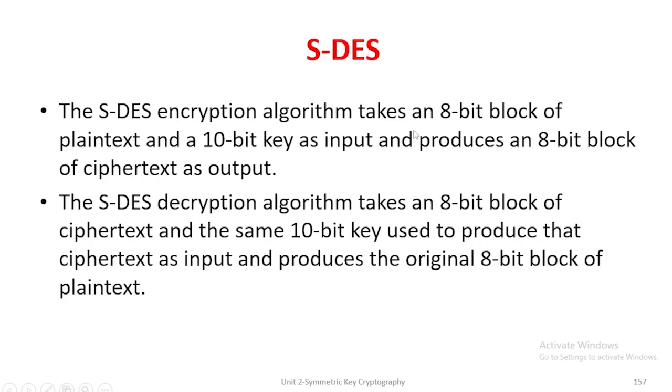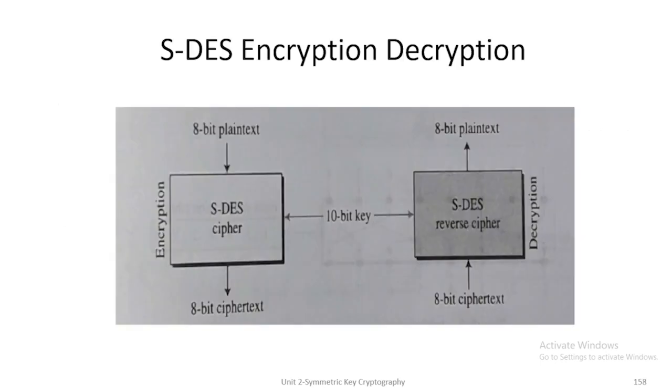The plain text size should be 8-bit and the key size should be 10-bit. Then this SDES algorithm will produce an 8-bit ciphertext value as output. For decryption, the same methodology is applicable, in which the 8-bit ciphertext is converted into 8-bit plain text with the help of the same 10-bit key. So this is the basic concept behind the SDES algorithm.